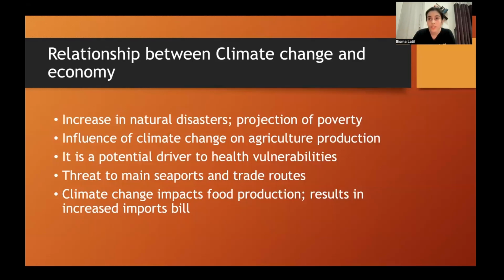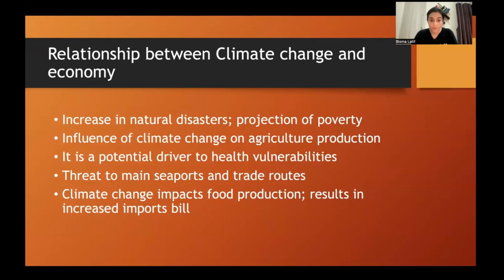Pakistan, being an agro economy, depends 64% on agriculture, and since it's in a downturn, the economy is in a crisis. It is a potential driver of health vulnerabilities. Since climate change is happening, there is a lot of heat, heat strokes, dengue, all the other health vulnerabilities result in lower human resource. Labor is not coming, work is not getting done. So that is how climate change is related to the economy.